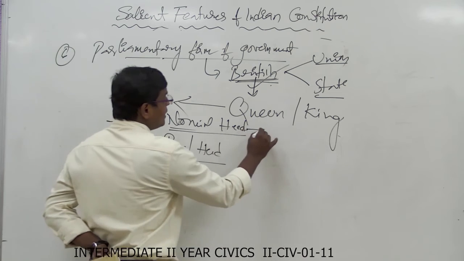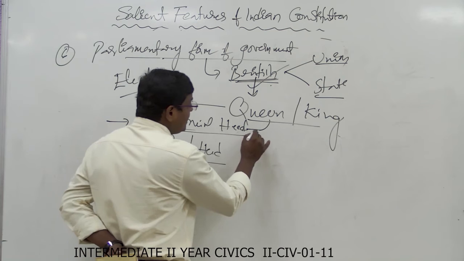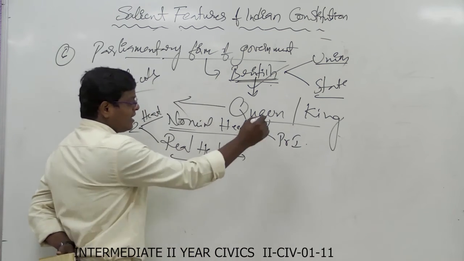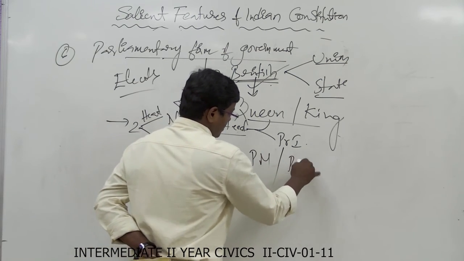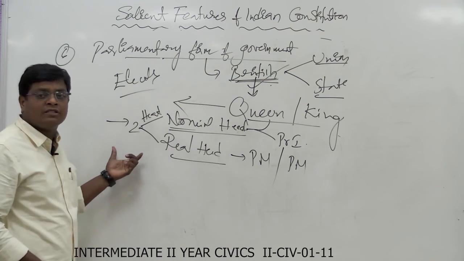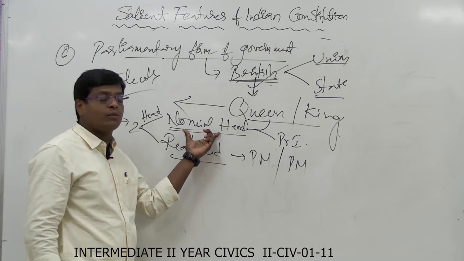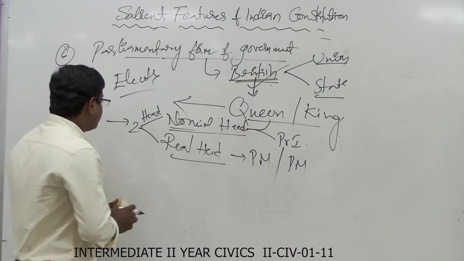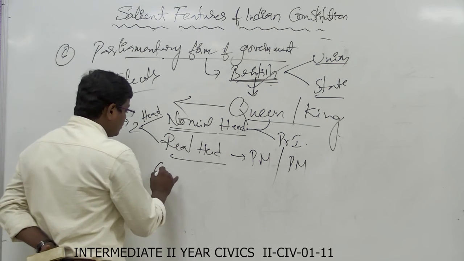Who is the nominal head? In England, the Queen or King. In India, the President of India. Whereas the real head, in England, is the Prime Minister of Britain, and in India, the Prime Minister of India. That means the parliamentary form of government has the feature of two heads. One is the head of the nation, the nominal head. Another is the head of the government, the responsible head. At the same time, there is collective responsibility.